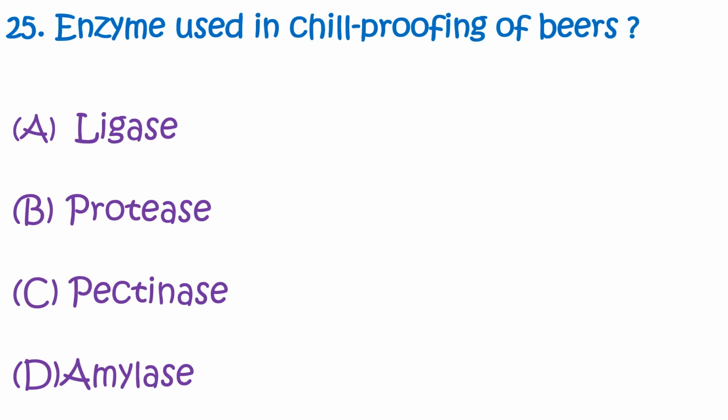Question number 25. Enzymes used in chill proofing of beers. Options are option A ligase, option B protease, option C pectinase, and option D amylase. And the correct answer is option B, protease.